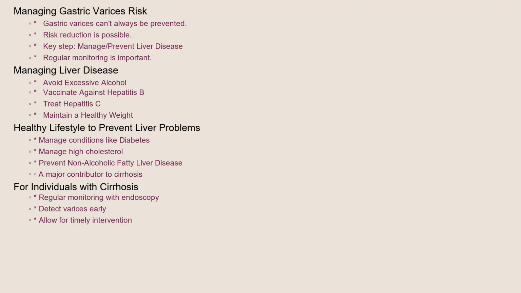While it's not always possible to completely prevent gastric varices, particularly in individuals with advanced liver disease, there are steps that can be taken to reduce the risk. The most important step is to manage and prevent liver disease. This includes avoiding excessive alcohol consumption, getting vaccinated against hepatitis B, and seeking treatment for hepatitis C. Maintaining a healthy weight and managing conditions like diabetes and high cholesterol can also help prevent non-alcoholic fatty liver disease, a major contributor to cirrhosis. For individuals who already have cirrhosis, regular monitoring with endoscopy can help detect varices early, allowing for timely intervention.